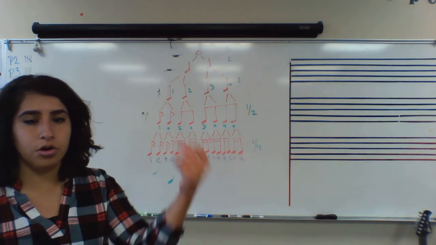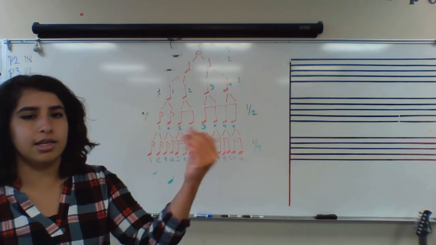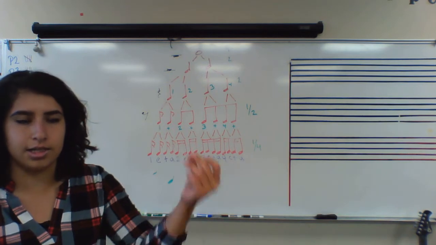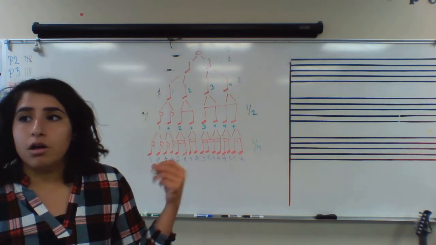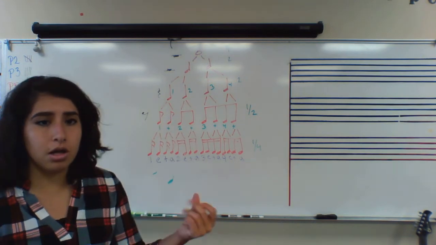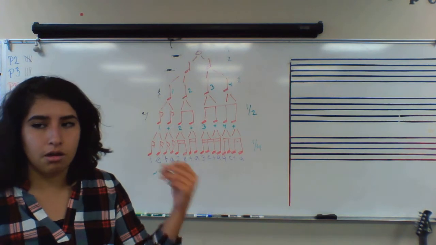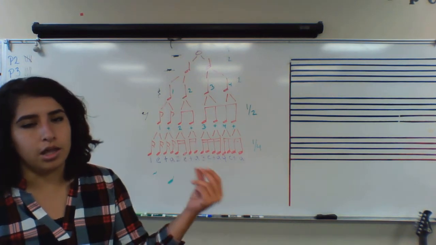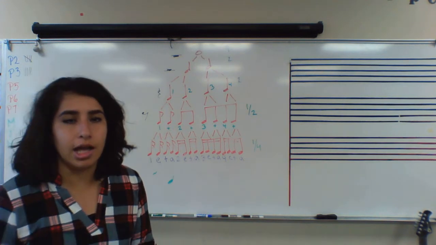Whole note, half note, quarter, quarter, quarter, quarter, eighth, eighth, eighth, eighth, eighth, eighth, eighth, eighth, and then 16ths. 1, 2, 3, 4. 1, 2, 3, 4. 1 and 2 and 3 and 4 and 1 E and a 2 E and a 3 E and a 4 E and, it keeps going.